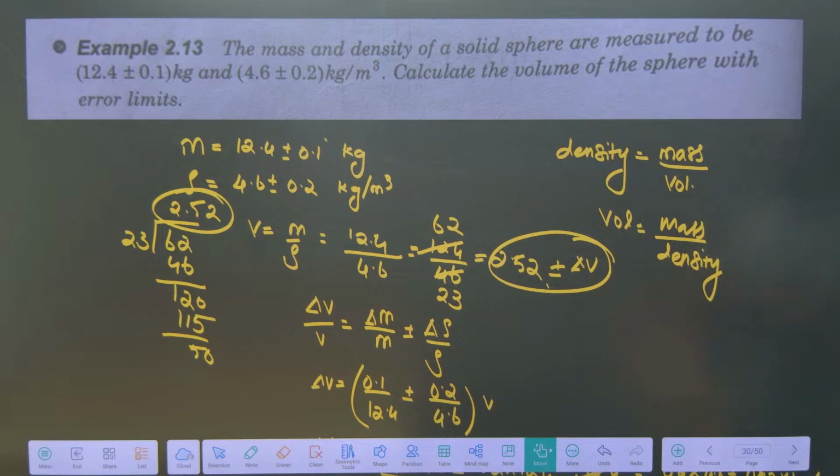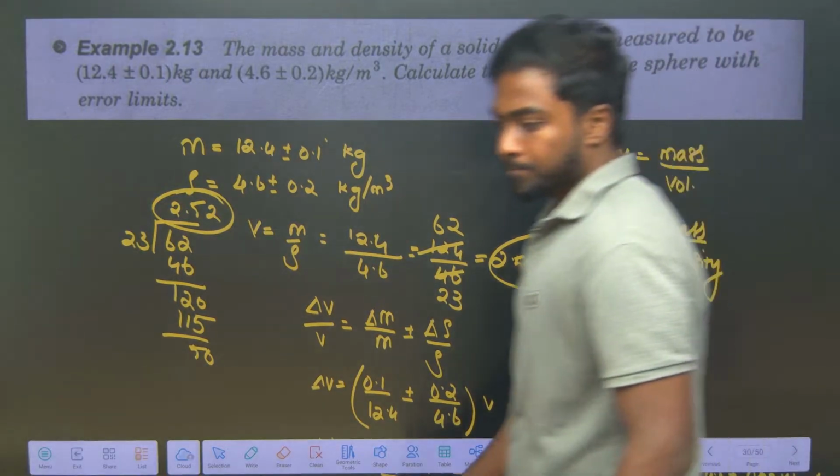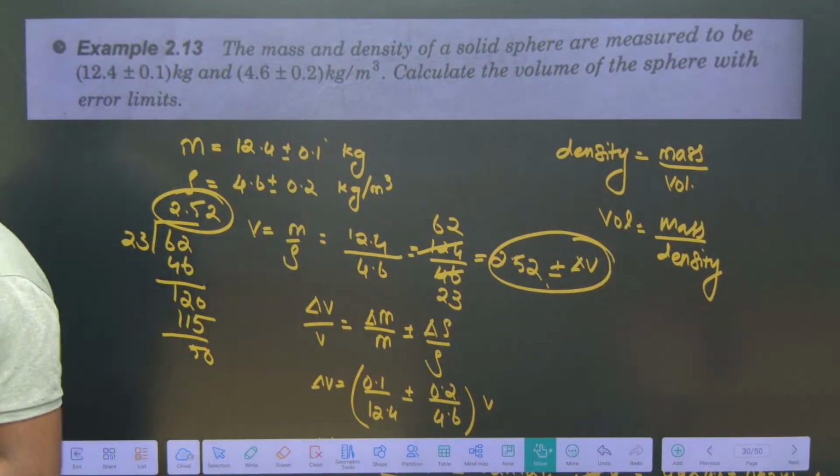Okay, done. So take the things properly, okay, note it down properly.